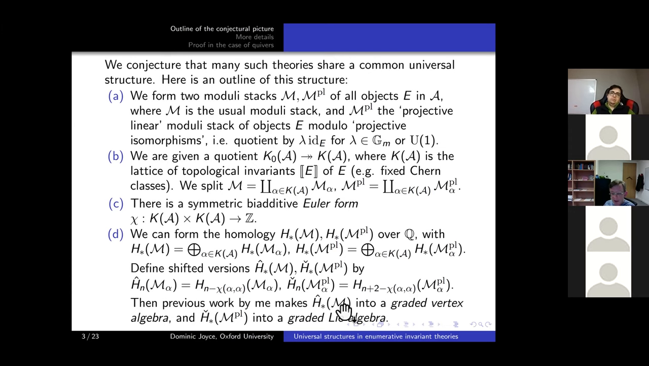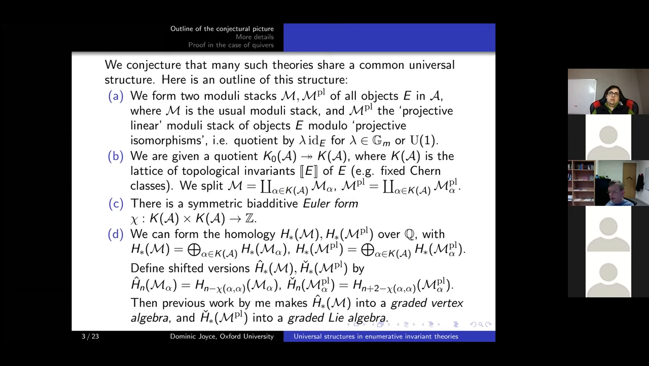And so since you mentioned instantons, like for U1 instantons, will you reconstruct Nakajima's story, like the infinite Heisenberg and...? No. Not in an easy way, no. So these are the moduli stacks of all objects, of everything in your category. So the Nakajima story is about moduli spaces of semi-stable objects.